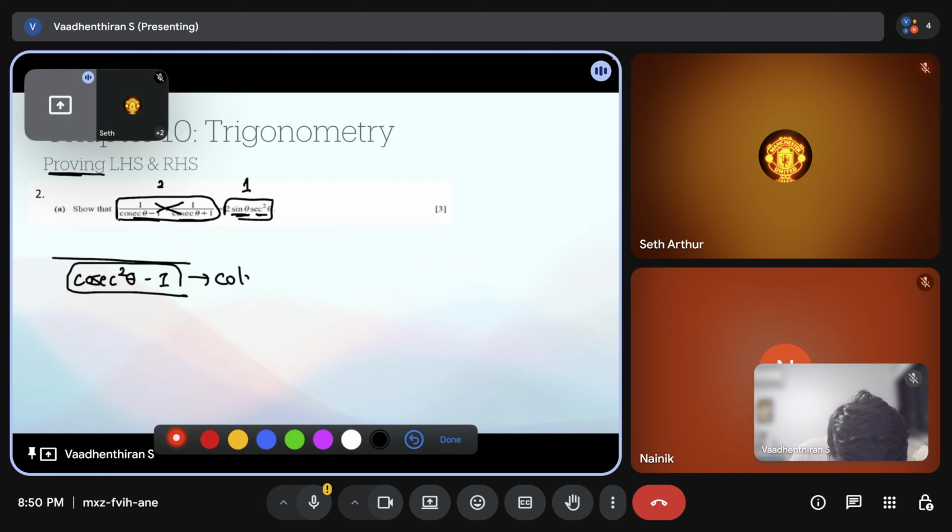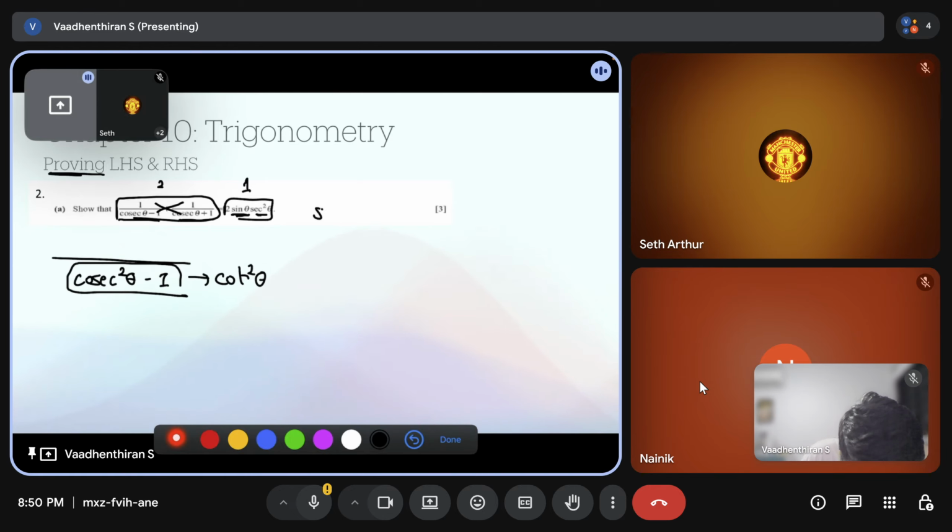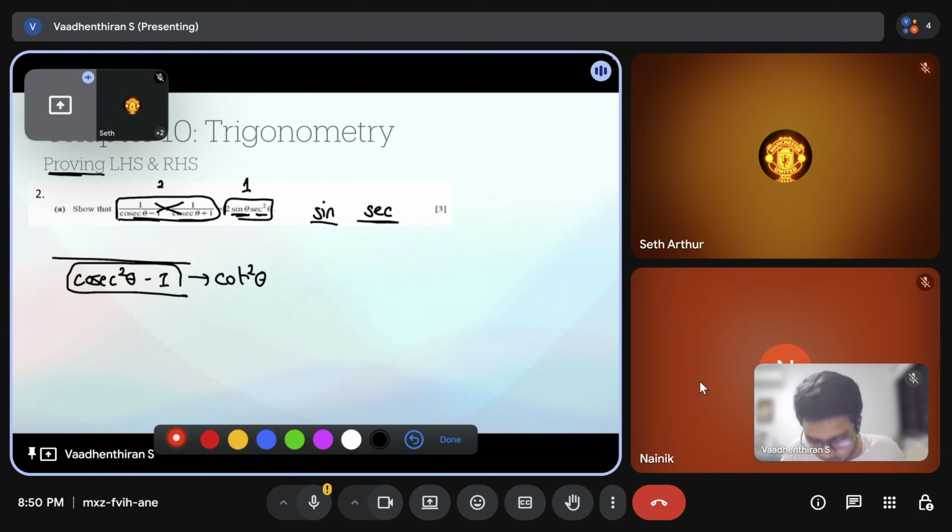So it should be cot squared theta, and then you can find the others in a similar manner. Finally you need to get to the sine and secant. So you can keep these as the goals to convert the LHS to RHS. Got it?